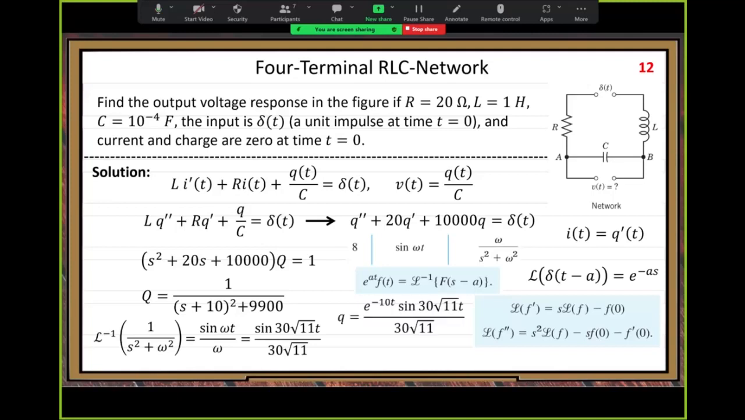Then for Q, you need to factor in that minus A, so you need to multiply by e to the negative 10t. That's for little Q, from this formula. After you get little Q, one more step for little V: division by capital C. After a little simplification, you get the V function.